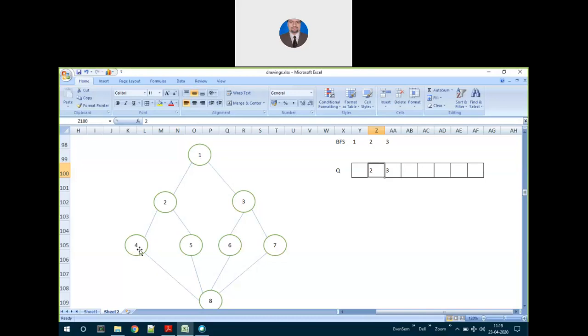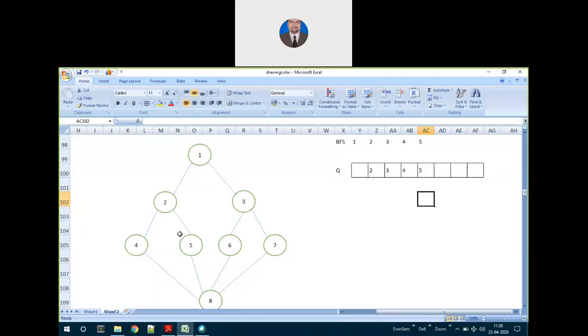So from 2, I will choose 4. I will enter that 4 into my BFS, and I will add it to my queue as well. Then what is left from 2? That is vertex 5. That 5 also I will add into my BFS and into my queue. Now, are there any more vertices adjacent to vertex 2? No, there are no adjacent vertices from 2 other than 1, 4 and 5.